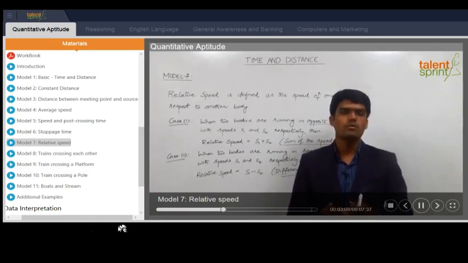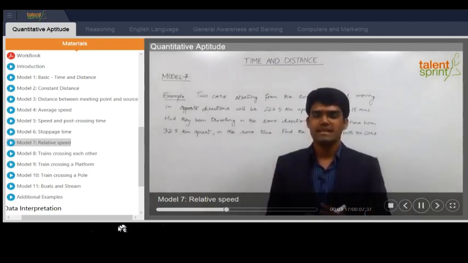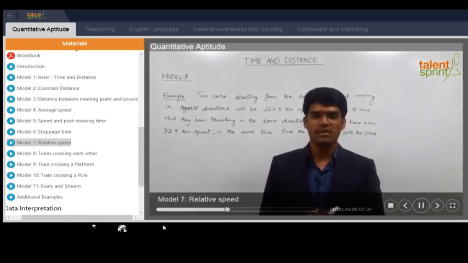So this is how, when two bodies run at the same time, either in opposite directions or the same direction, we always need to consider the relative speed but not their individual speeds. Let us now take an example based on the concept of relative speed.